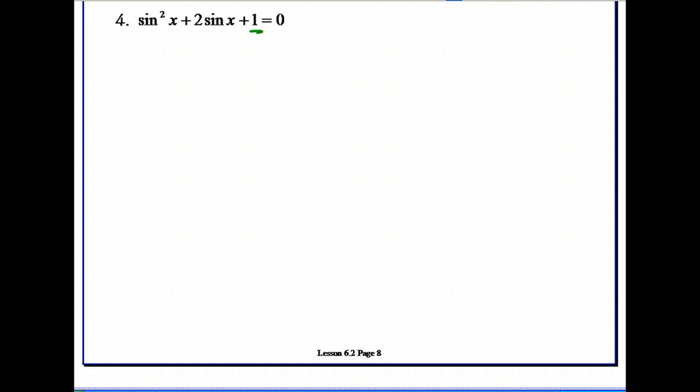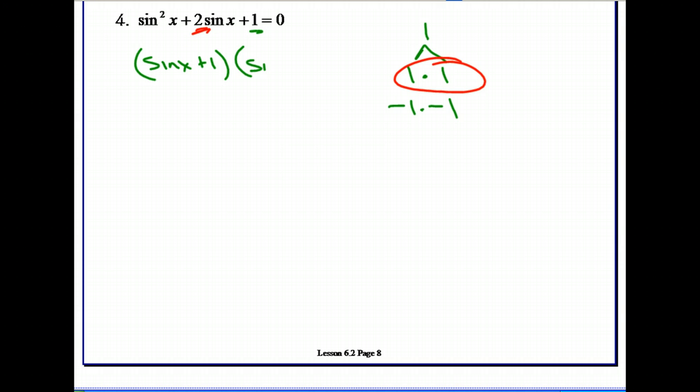I notice I've got a 1. So how do you break up a 1? Well, how about 1 times 1 or negative 1 times negative 1? That's about all we've got. And the 1 times 1 is my choice because that adds up to 2, and I have that 2 right there. So I can break this up, or knowing it's 1 and 1, I know this is going to factor into the sine of x plus 1 times the sine of x plus 1, and it equals 0.